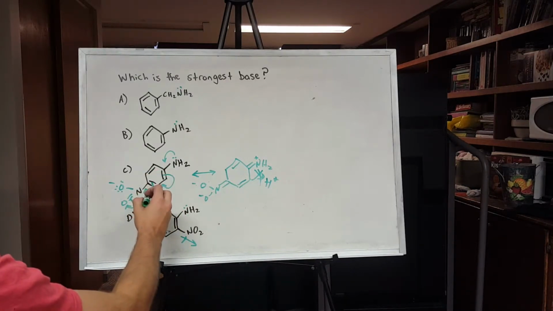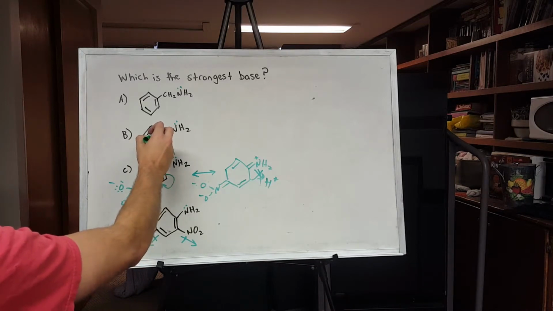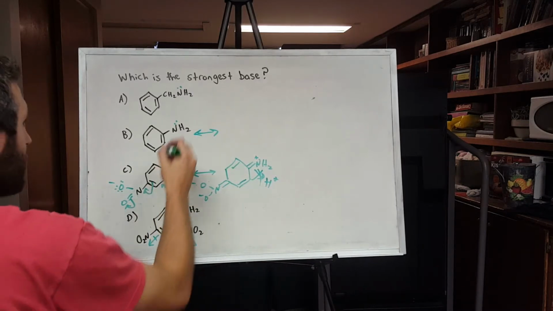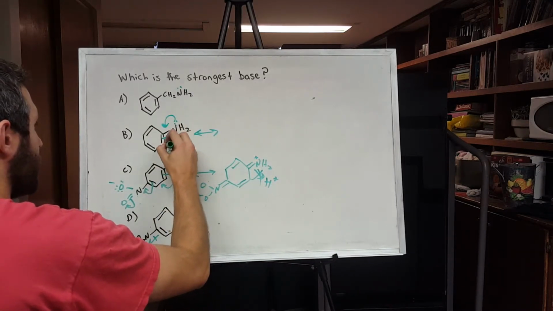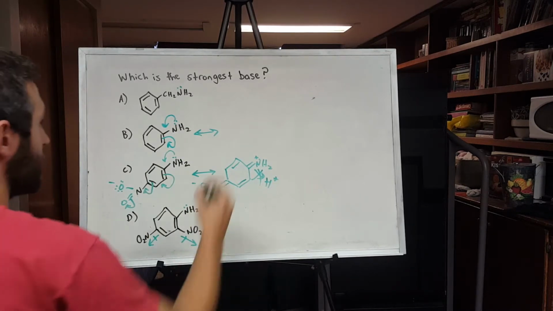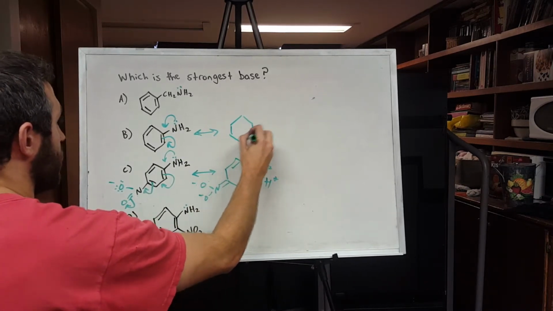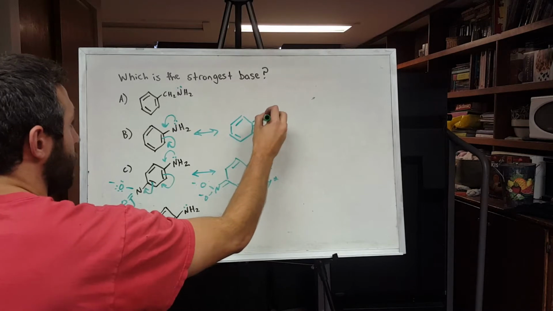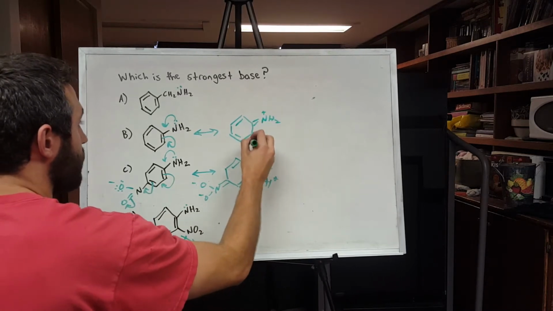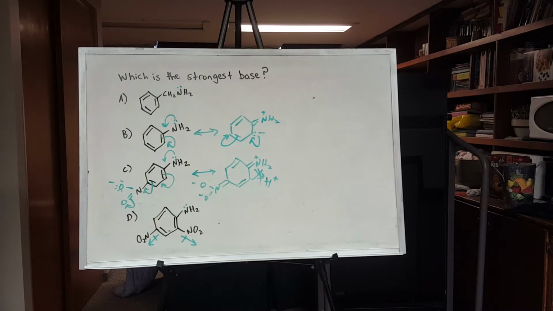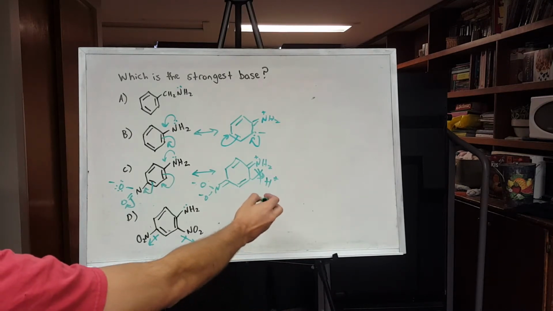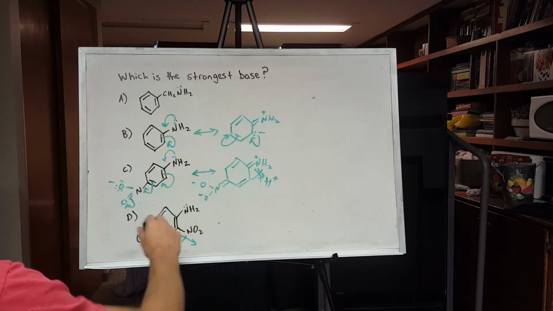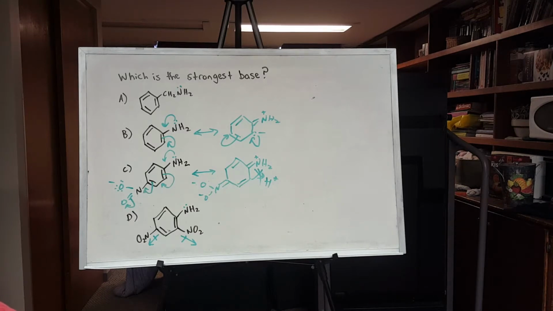But in general, this one is a weaker base than this one because it doesn't have the same resonance. So for this one we could do resonance here, but we end up with a minus charge in the ring if we do that. We'd have to go like this, and we could get a positive charge here, and we could move it around the ring. But we can't delocalize that minus charge as well as we can with this, with just an ordinary benzene ring.